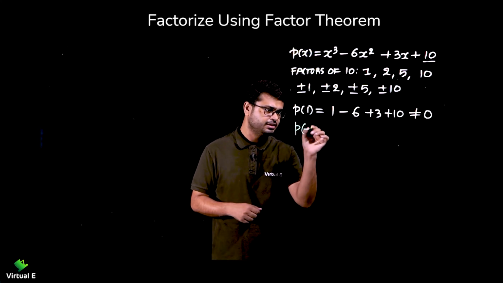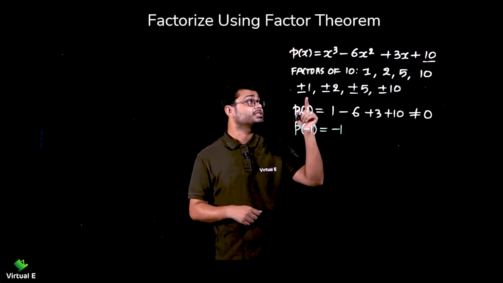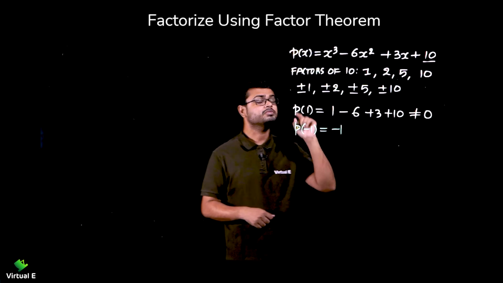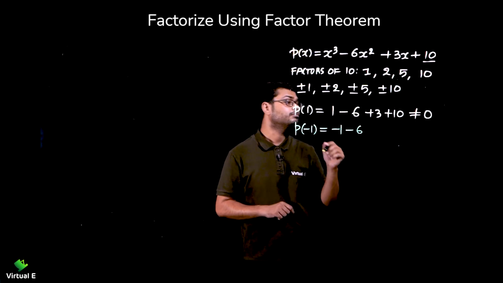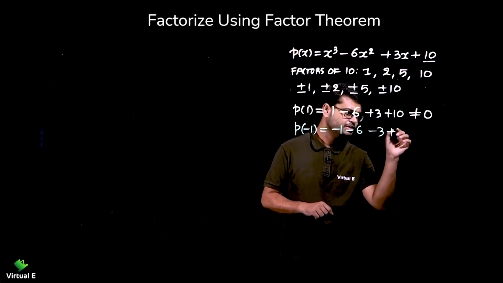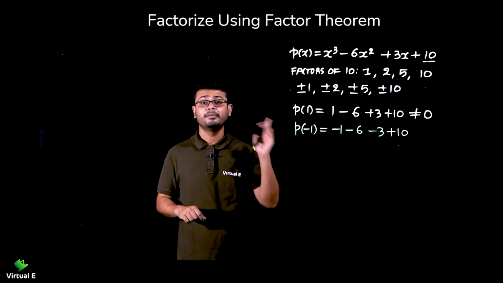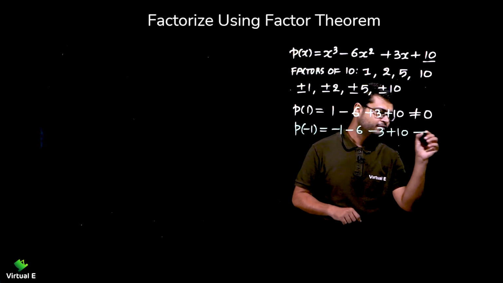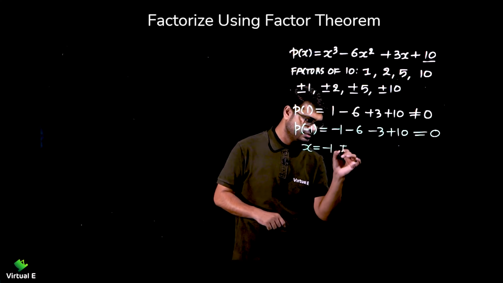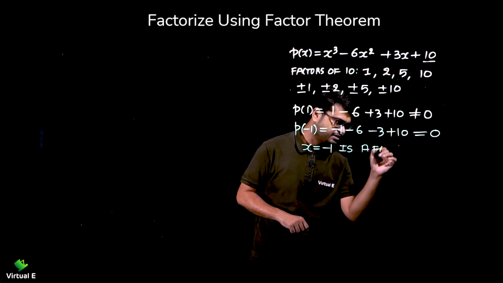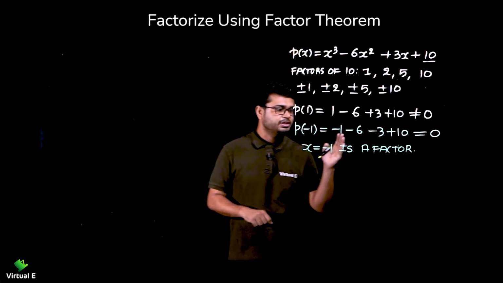Next, let's take p(minus 1). Minus 1 cube will be minus 1. Then minus 6 into minus 1 square. Minus 1 square is positive, so minus 6 will remain as it is. Then 3 into minus 1, so minus 3, plus 10. See over here, 6 and 3 makes 9, and 9 and 1 makes 10. Minus 10 and plus 10. So we are getting 0. So we can write that x is equal to minus 1 is a factor. Simple.